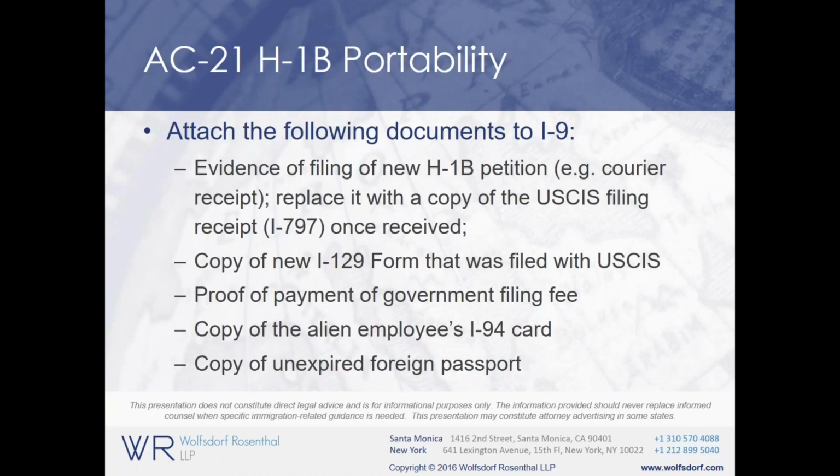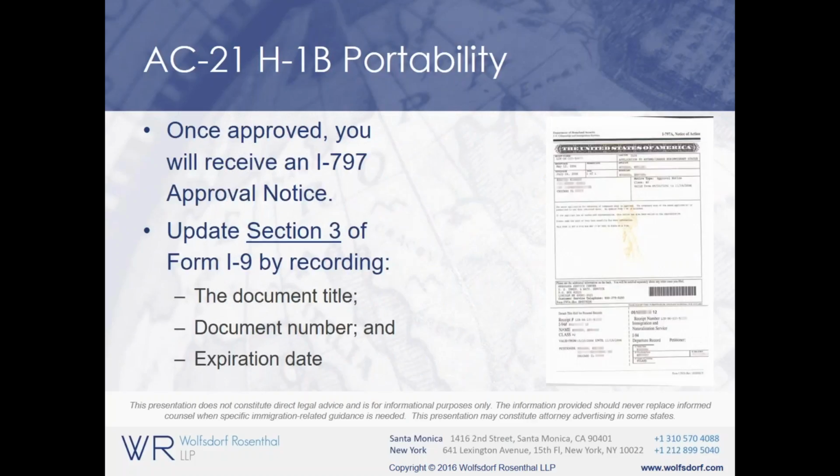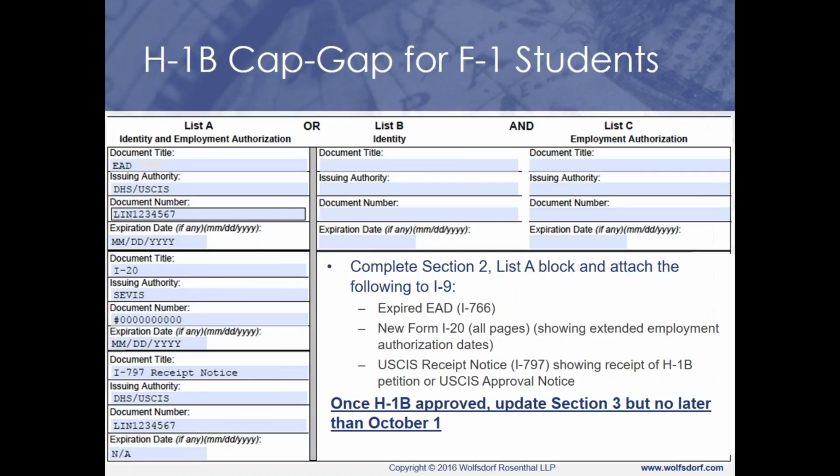And in this kind of a case, you would also need to make sure you attach the following documents in terms of evidence of filing of the new H-1B: a copy of the new I-129 form, proof of payment of the government filing fee, a copy of the I-94 card, and a copy of the passport. Once this is approved, this is talking about AC-21s. This is where you've got an employee on H-1B who switches to a different employer. These are the kind of documents you're going to put, and then once that new H-1B petition has been approved, you update section 3 by filling out all of this information here: the document title, document number, and expiration date once you receive that approval through.